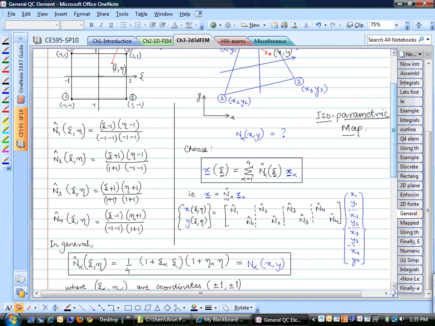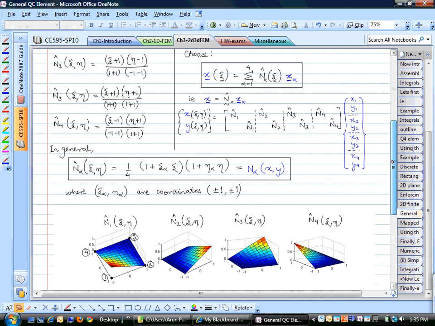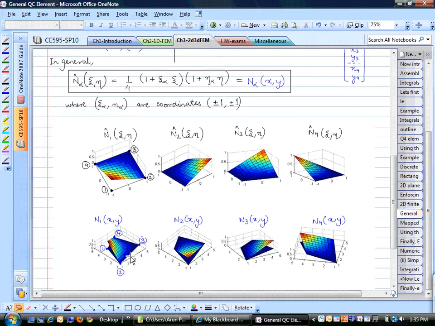Okay. And we also saw that we can express all the 4 shape functions for alpha equal to 1, 2, 3, 4. So if you plug in alpha 1, you will get shape function 1 and so on. This is a general formula for all the shape functions, and we also saw what that looks like in terms of how the mapping works.